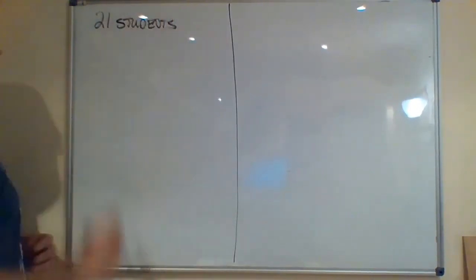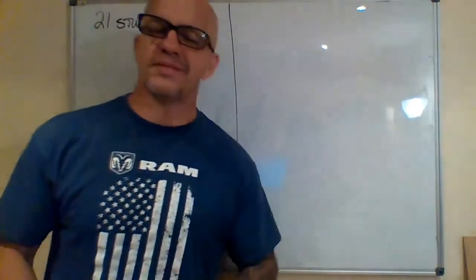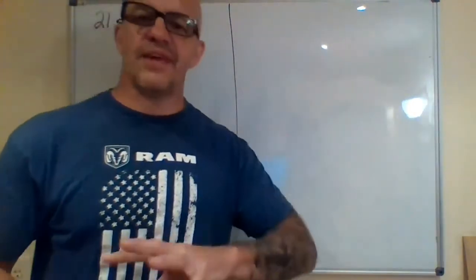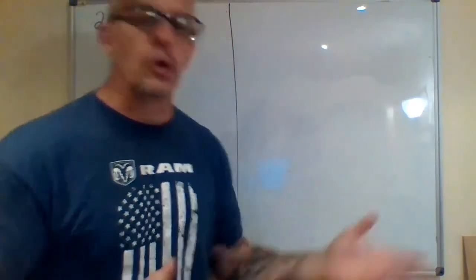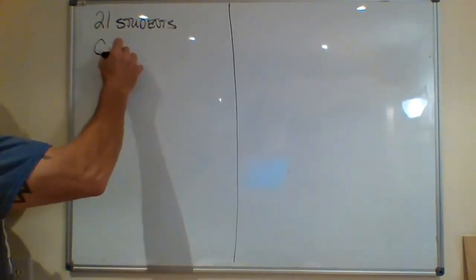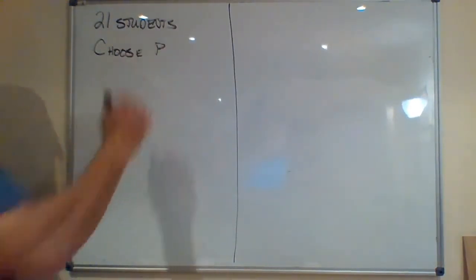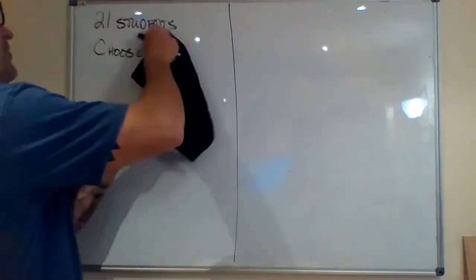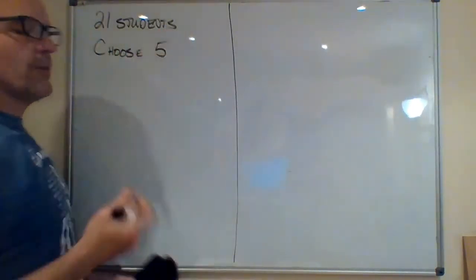And let's say Dr. Shoemaker, Mr. Freed, somebody pops in and is like, hey, Goodman, we need 5 kids to come out of your class and have a picture taken for the yearbook or something. So I have 21 students and I'm going to choose 5. How many ways can I do that?